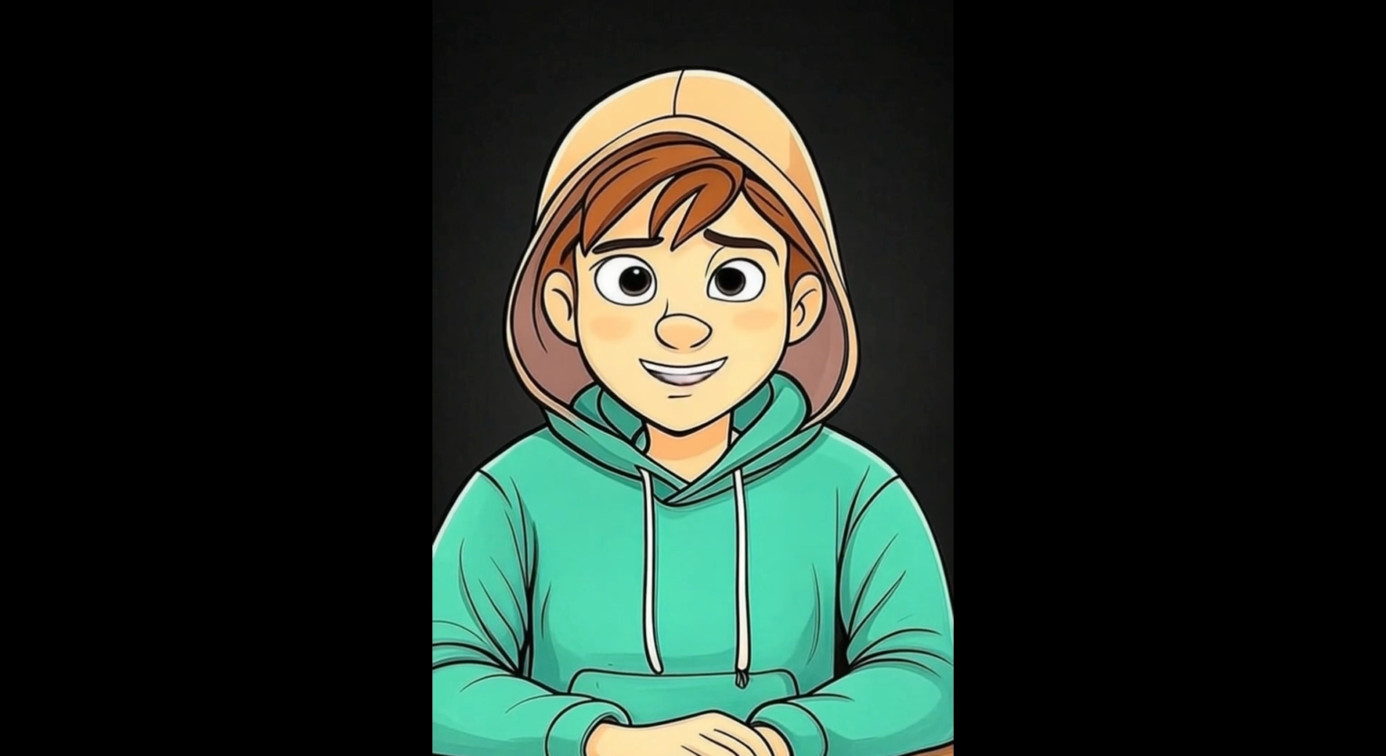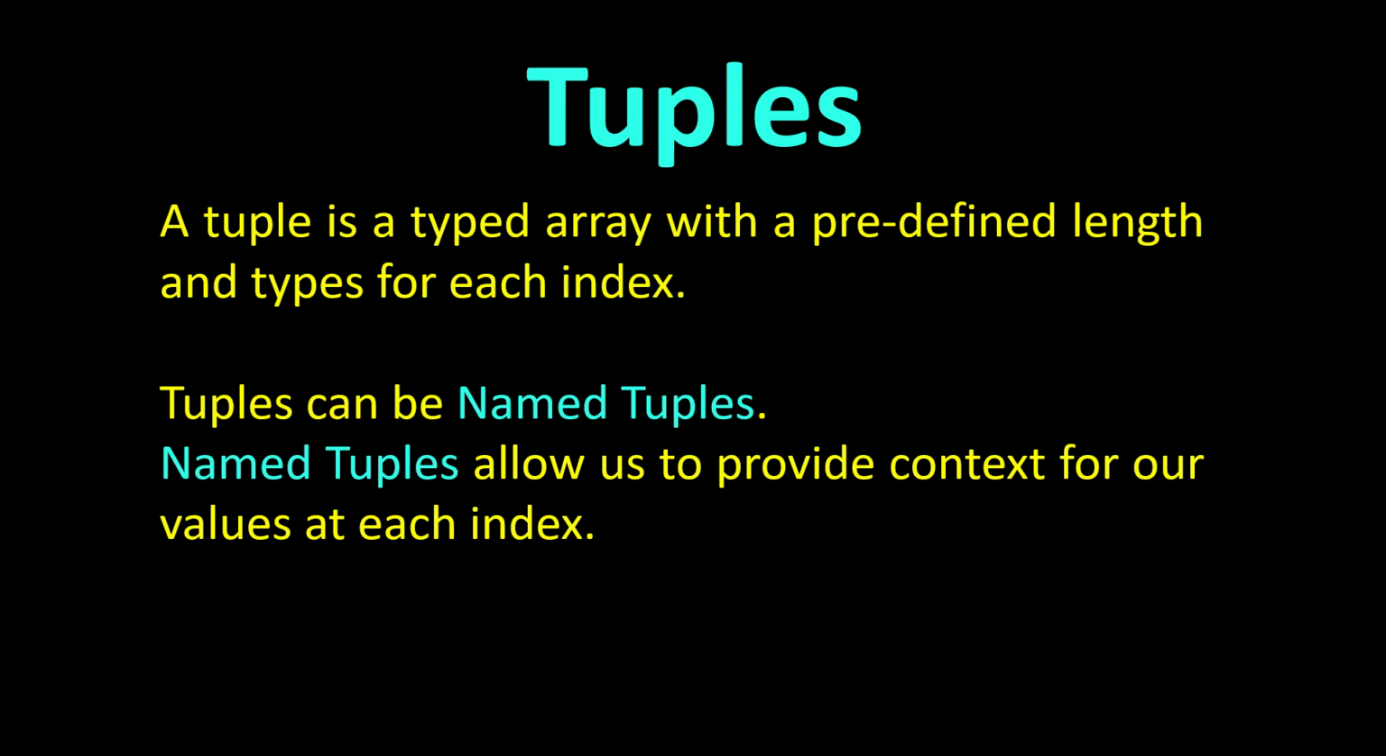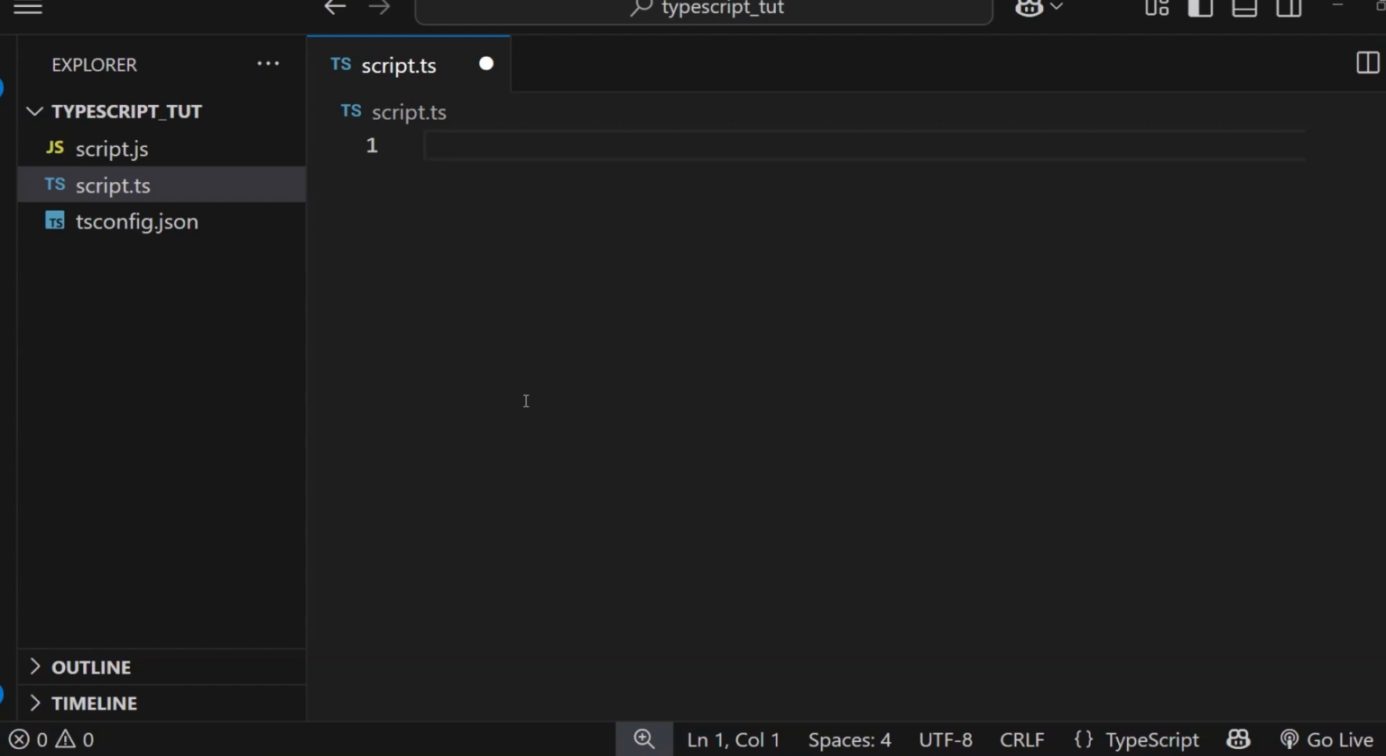When we talk about tuples in TypeScript, a tuple is a typed array with a predefined length and types for each index. Tuples can be named tuples. Named tuples allow us to provide context for our values at each index. Let's understand this with a quick demonstration.